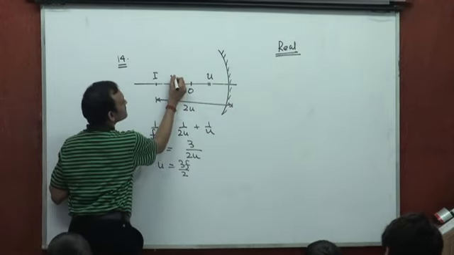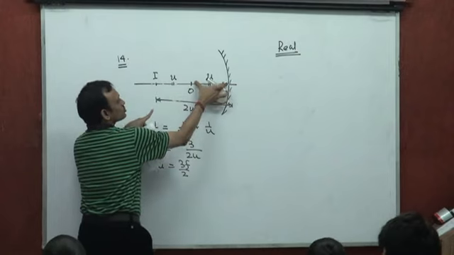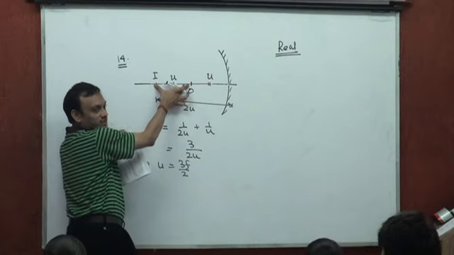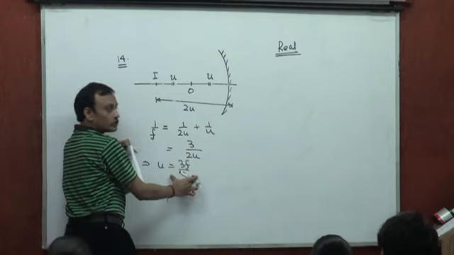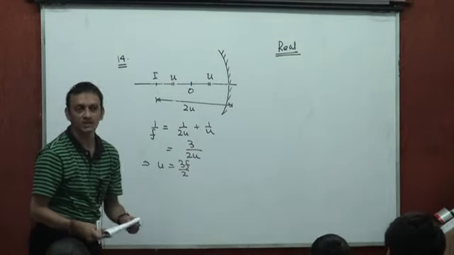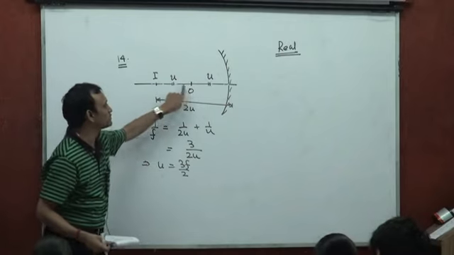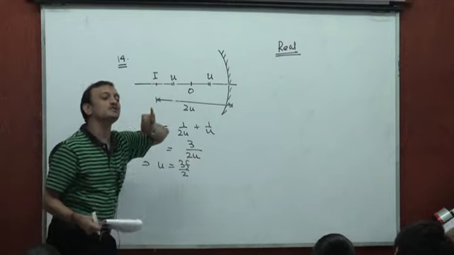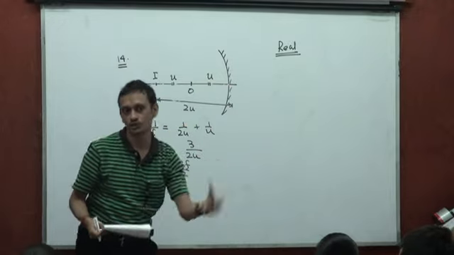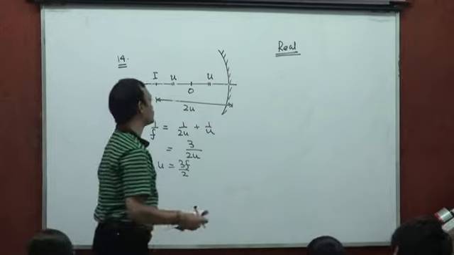So realize that this length is also u. This is 2u, this is u. So the distance between the object and the image is u in this case, which is 3f by 2. So one thing for sure, 3f by 2 is certainly an answer when the image is real. The distance between the object and the image is 3f by 2 when the image is real. Let's see what happens when the image is virtual.